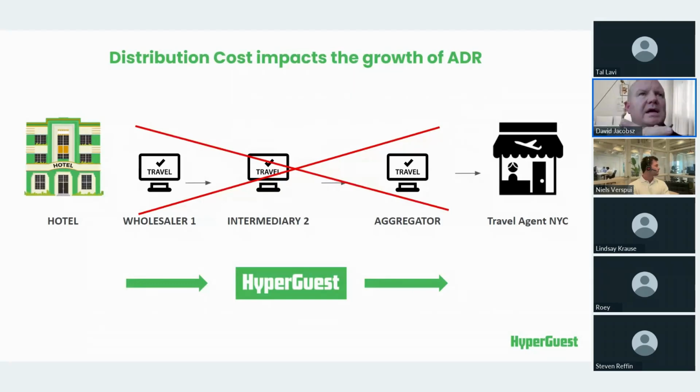And if your average room rate increases at a low cost per booking, of course, your revenue or your bottom line is most definitely going to increase. So this is what HyperGuest ultimately can assist you in getting.